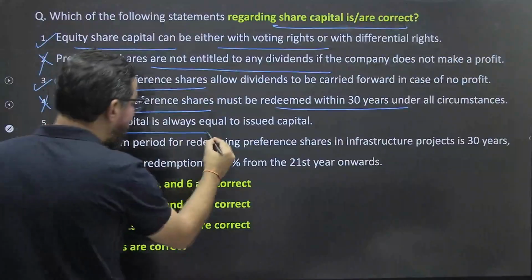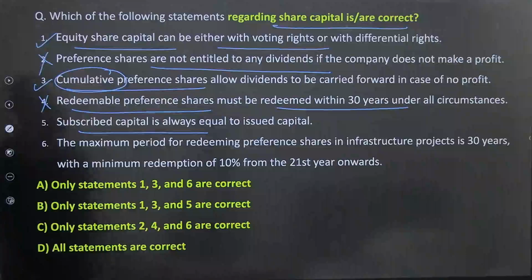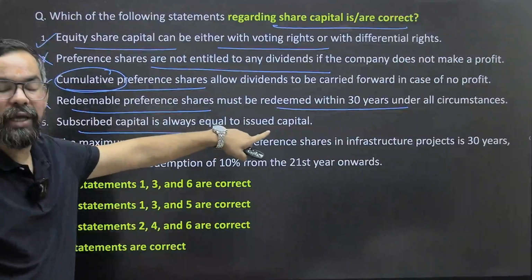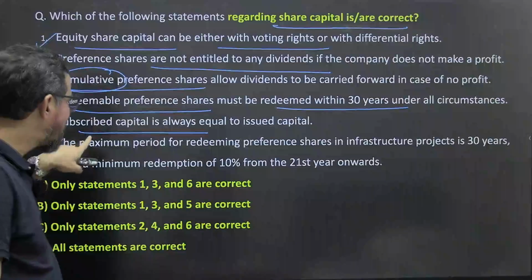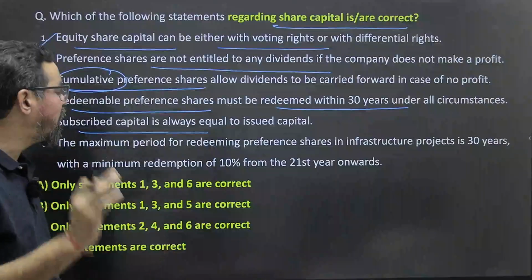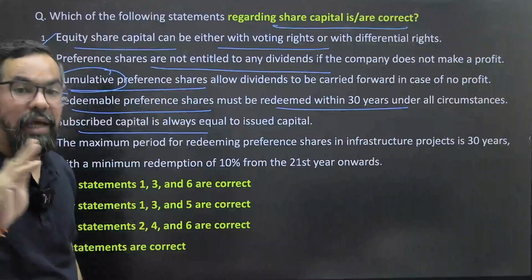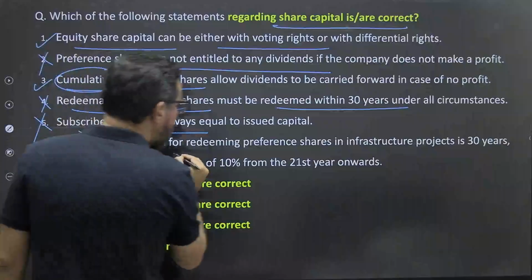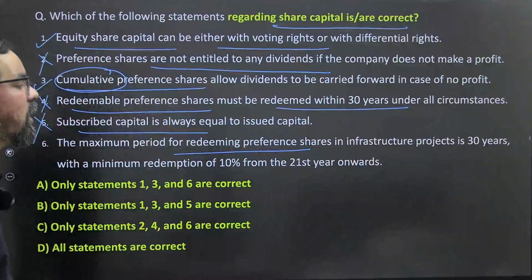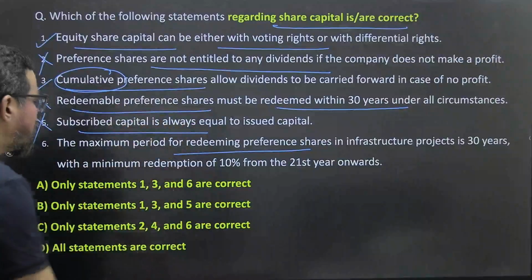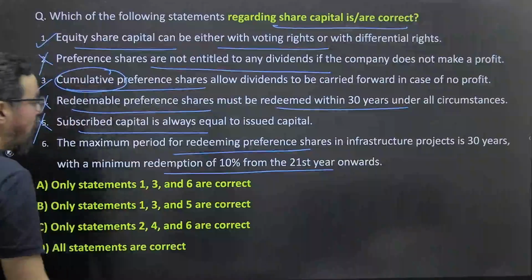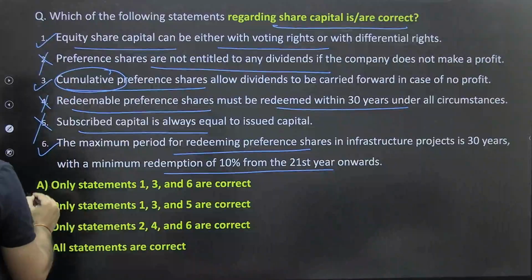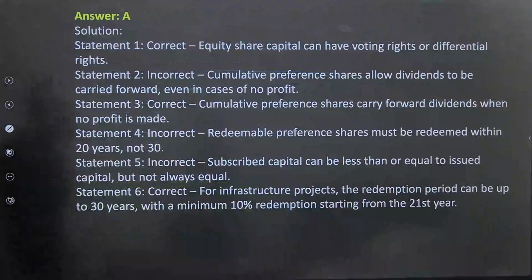Subscribed capital is always equal to issued capital. No, not necessarily. Subscribed capital can be less than or equal to issued capital. So this statement is also wrong. The maximum period for redeeming preference shares in an infrastructure project is 30 years with a minimum retention of 10% from the 21st year onwards. This is correct. So 136 means again A will be the right answer for this one, right?